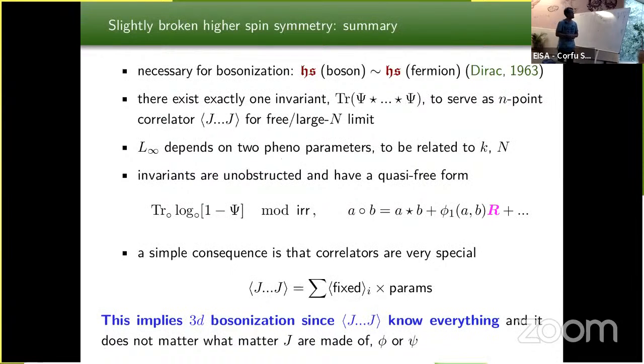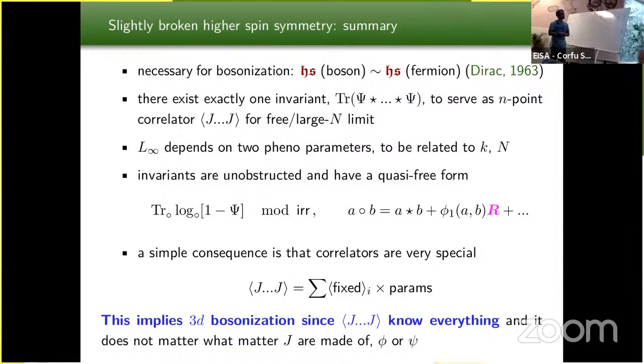So, okay, we need to study this fuzzy sphere algebra and make some statements about it. So first, necessary for bosonization statement was made by Dirac that I already explained, that higher spin algebra based on free boson and free fermion are in fact isomorphic. That's the necessary condition for this three-dimensional bosonization to have a chance to happen. So then we also know that there is exactly one invariant here to serve as n-point correlation function, and we can even compute it and get the right answer.